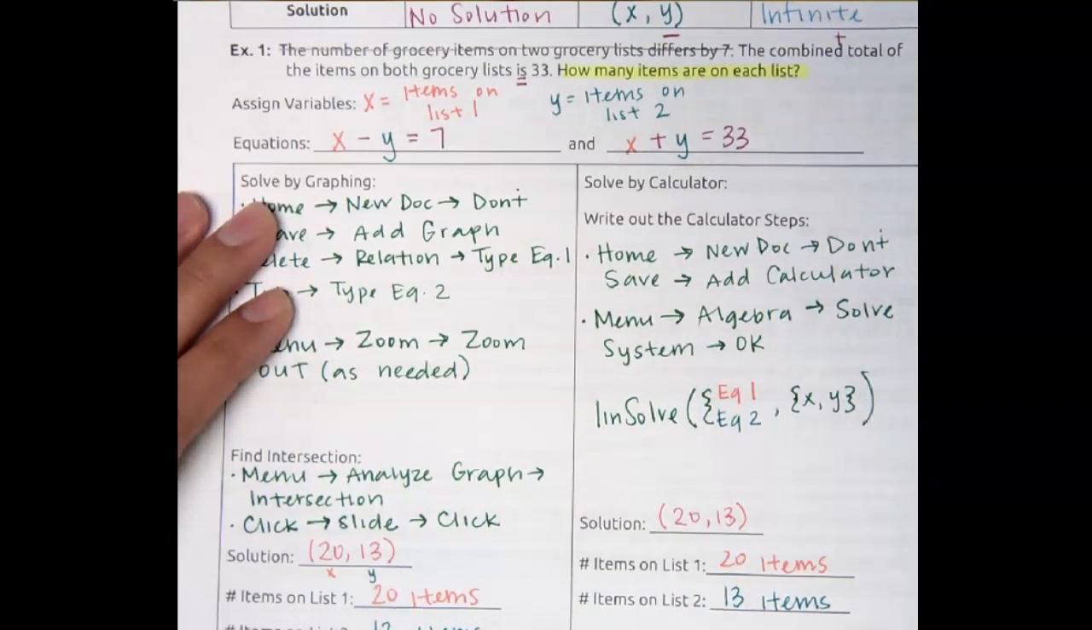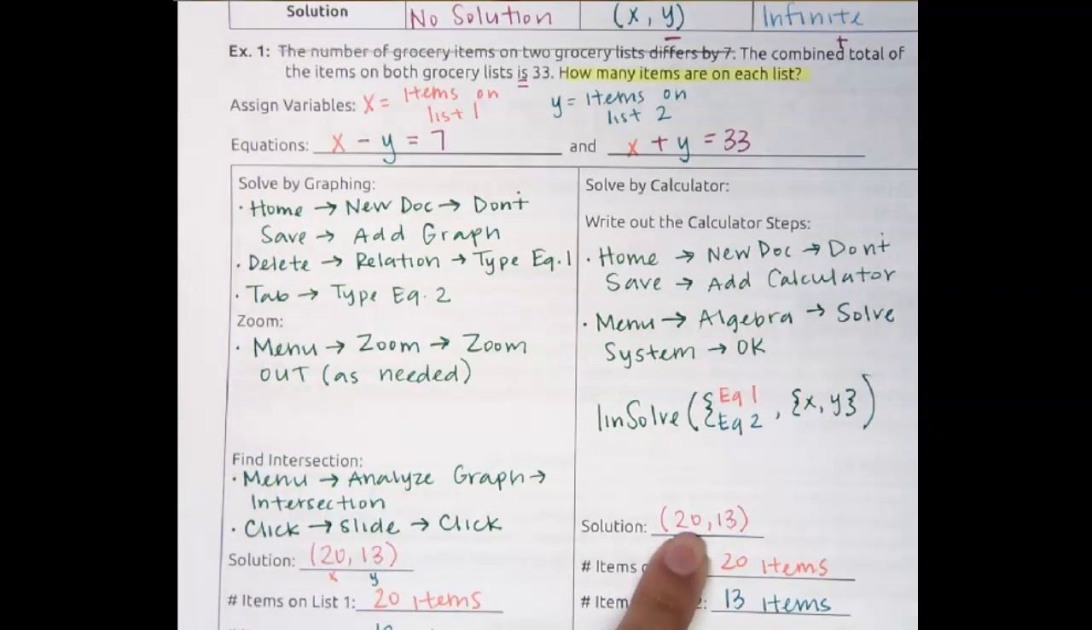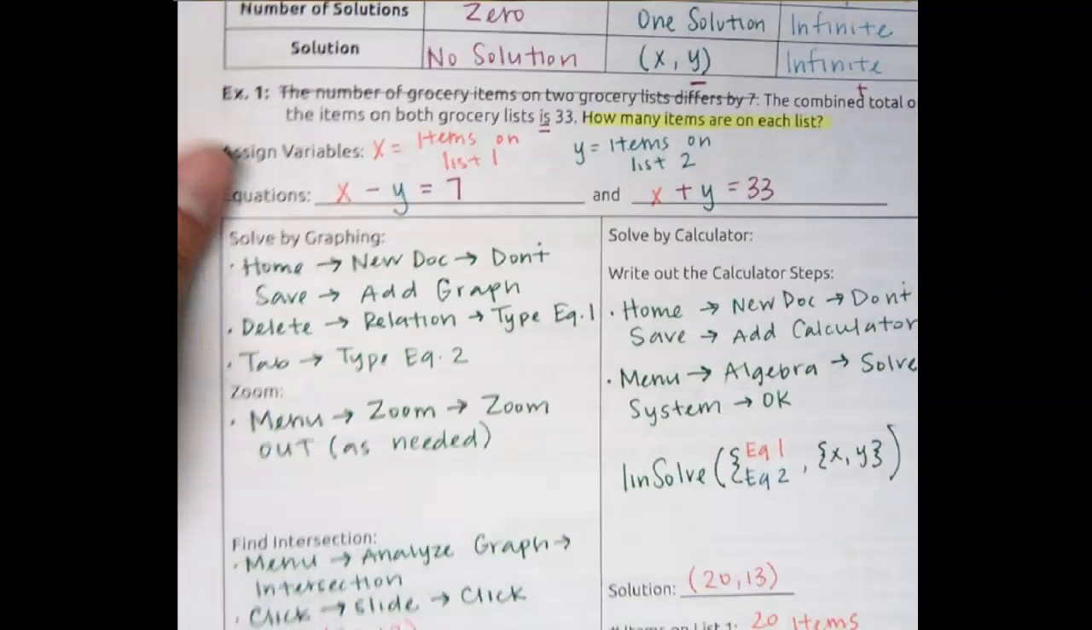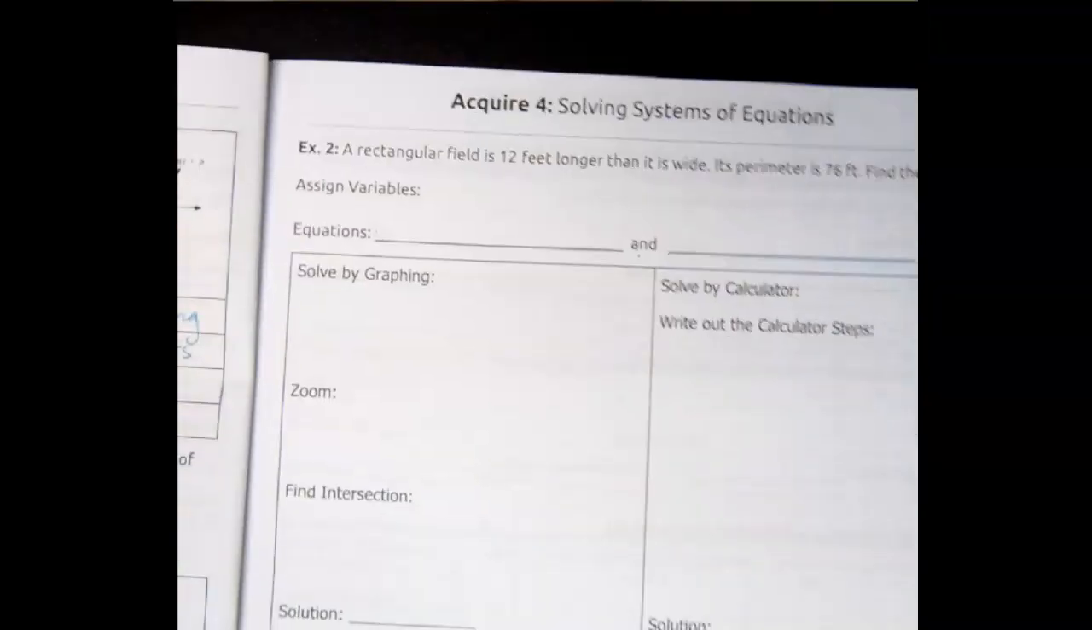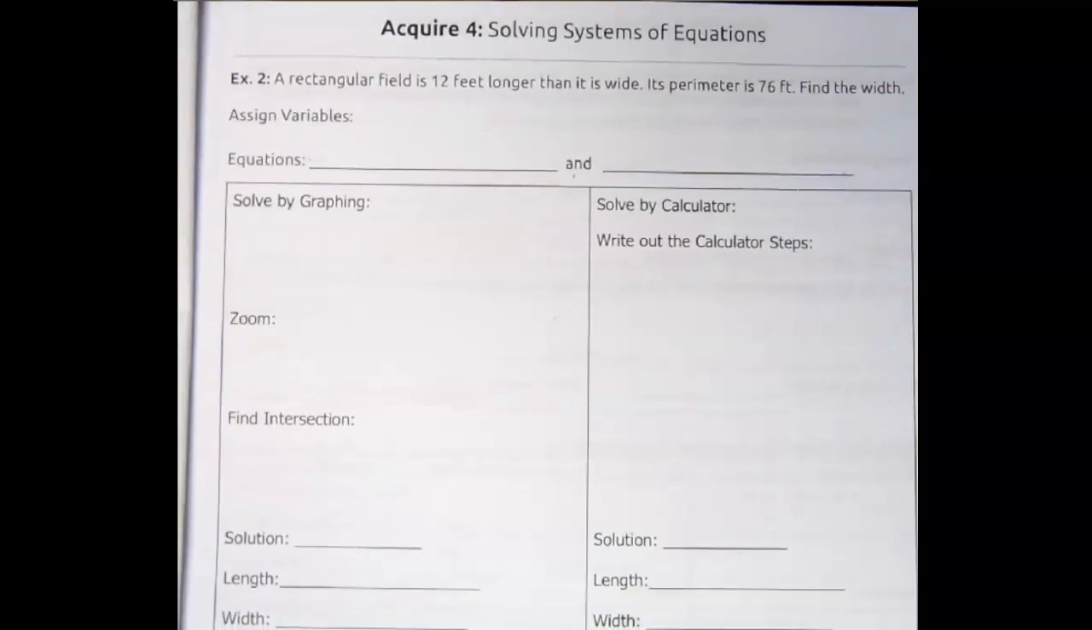Okay. And then your solution is going to be your x and y in that ordered pair. So, I know that was a lot, but now that we have all those steps written down, we don't have to write them down again, and you can always go back and look at them if you get stuck. So we're going to do a couple more examples.